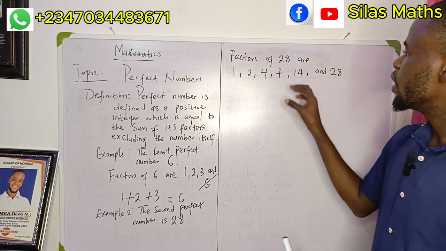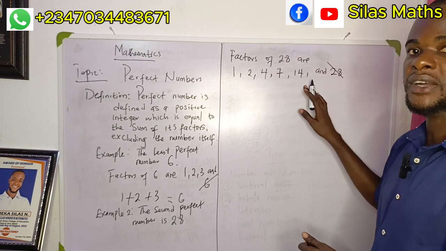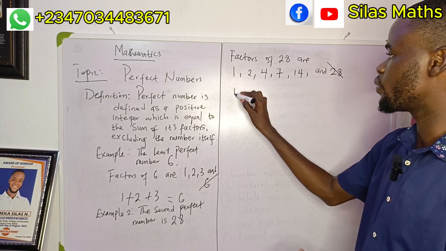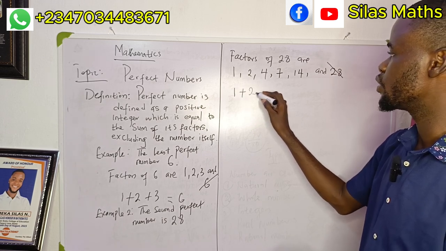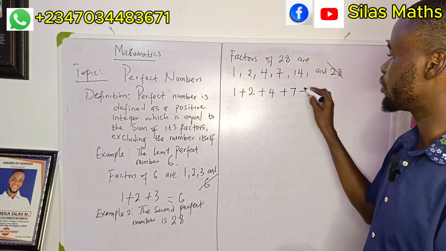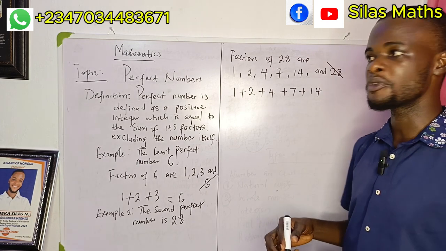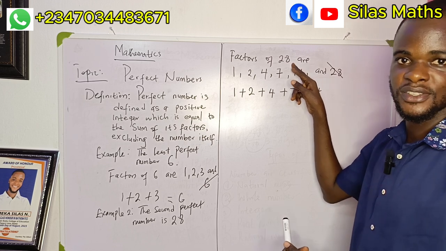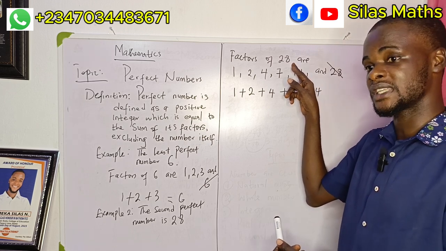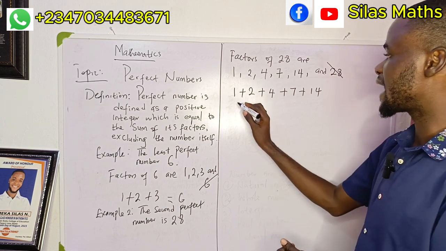Now, excluding 28, can we find the sum of these factors? Let's go 1 plus 2 plus 4 plus 7 plus 14. Let's see if we add all these numbers, whether it will give us the number 28. If it does, that means 28 is a perfect number. So let's add.